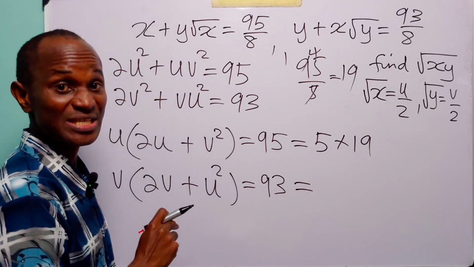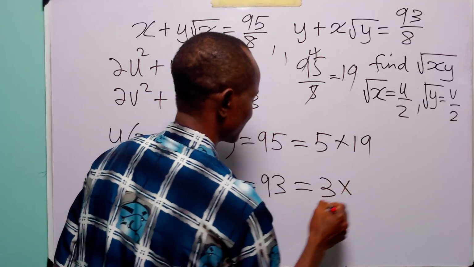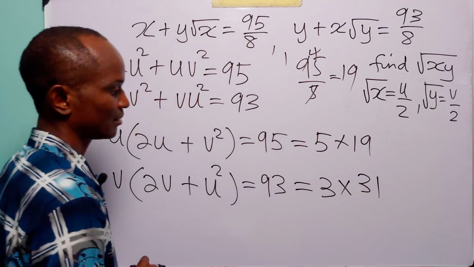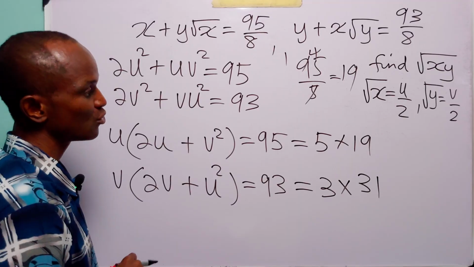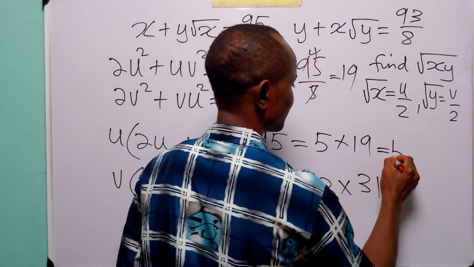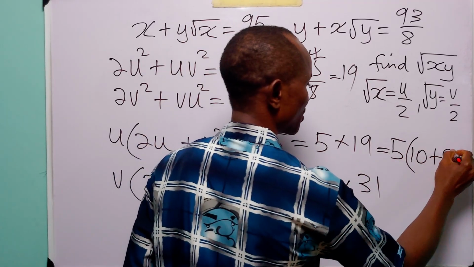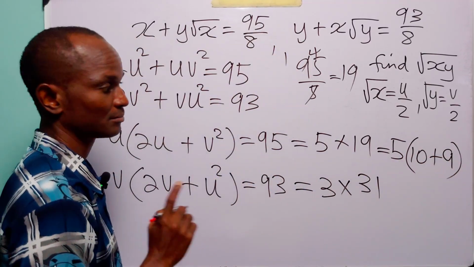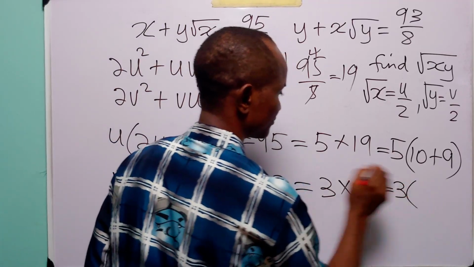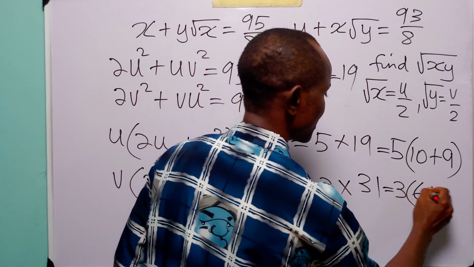93 is divisible by 3. 93 is 3 times 31. Both numbers are also prime numbers. Now let us look at 19. 19 is 10 plus 9. And 31 is 6 plus 25.